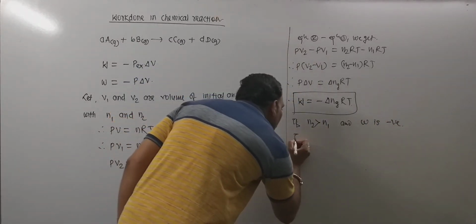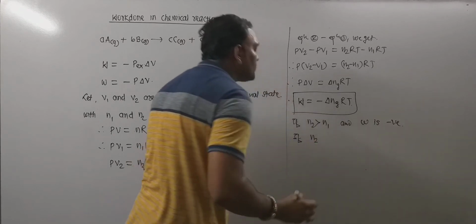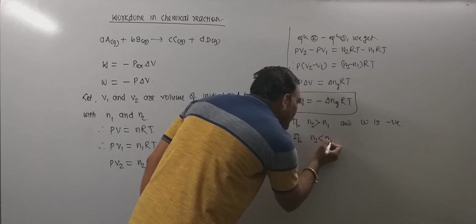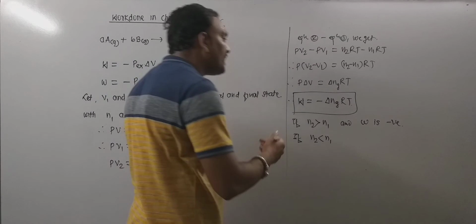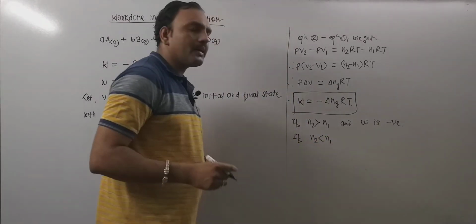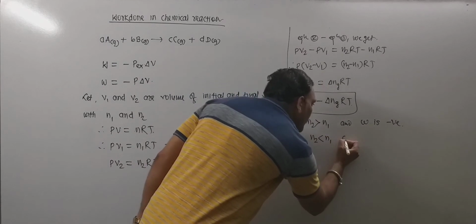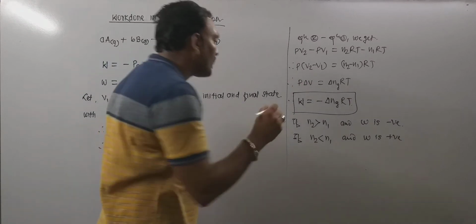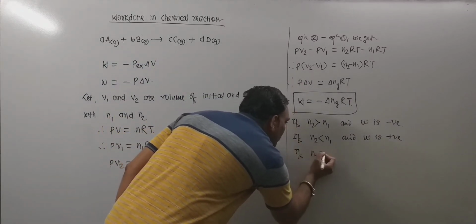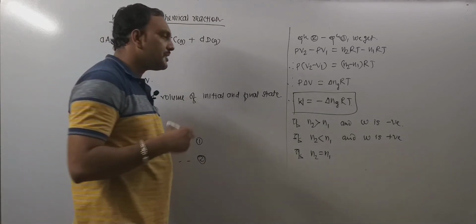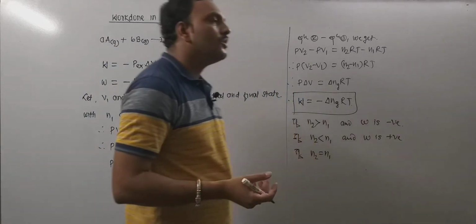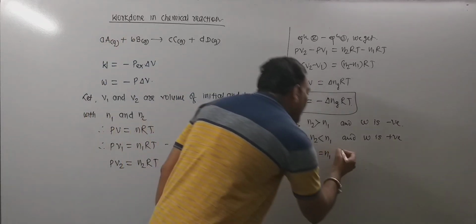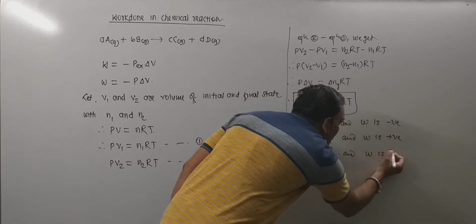And if the number of gaseous moles of product is lesser than that of reactant, that is if n2 is lesser than n1, then delta n comes negative and hence W is positive conventionally. And if n2 equals n1, that is the number of gaseous moles of product is equal to the number of gaseous moles of reactant, then delta n is 0 and therefore W is also 0.